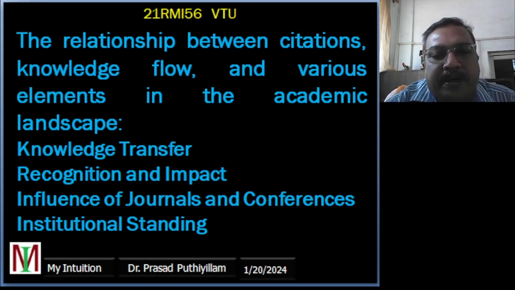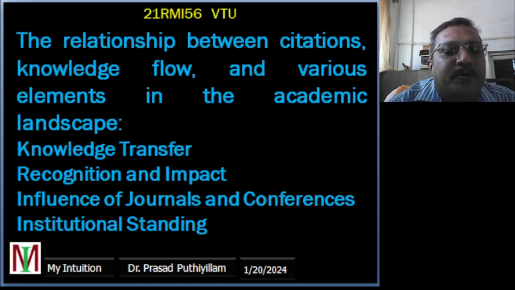Okay, so knowledge transfer is already mentioned. Through citation, researchers share information between research papers as well as between institutions. So that is the knowledge transfer relationship because of citation. Recognition and impact: if more citations are there, it will recognize the research scholar whose papers impact the academic community. So if the citation is there, it also produces recognition as well as impact in the academic community.